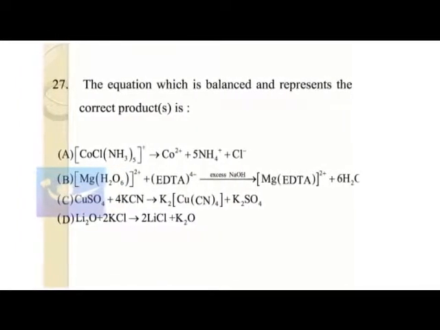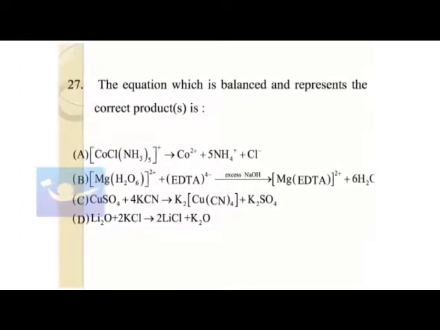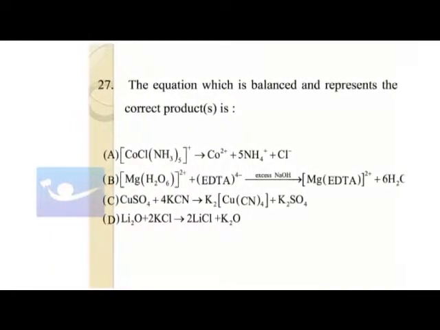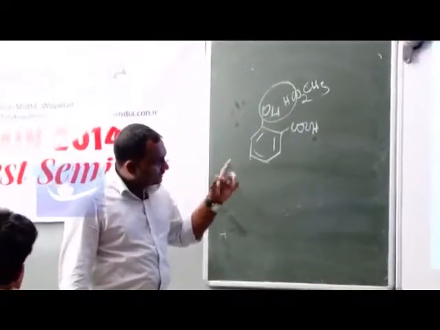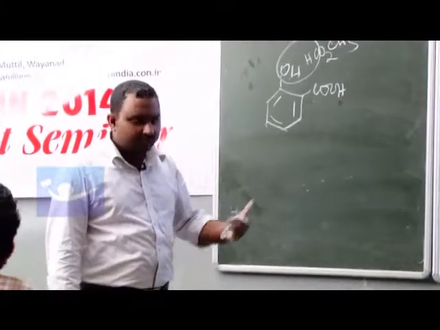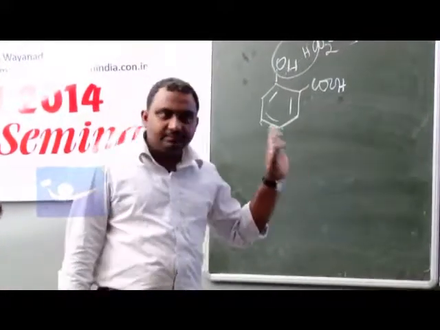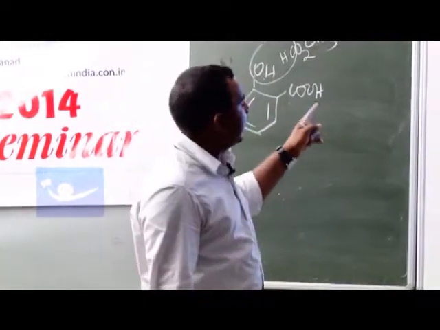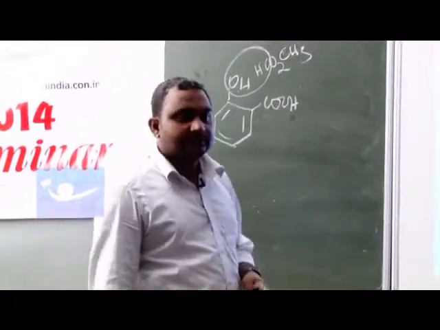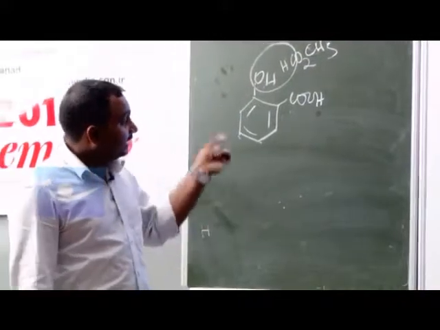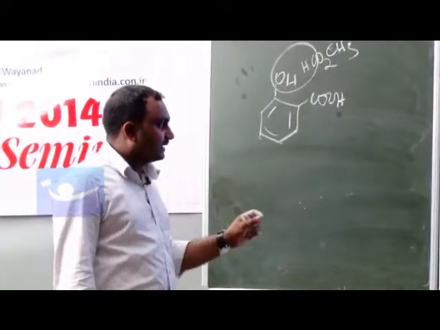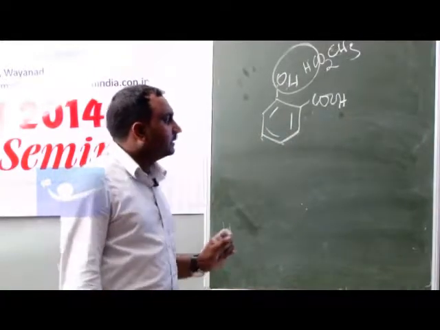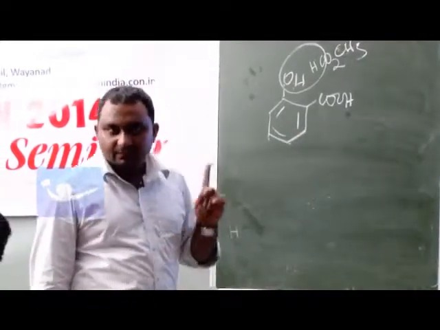This question is also on familiarity on certain complex reactions. Most of the complexes we prepare by substitution reaction, and if you look at this reaction it may be feasible, but the familiarity will make you answer the question. The answer to the question is A, that complex will dissociate in presence of acid to give CO2 plus 5NH4 plus Cl minus. First one is the answer.